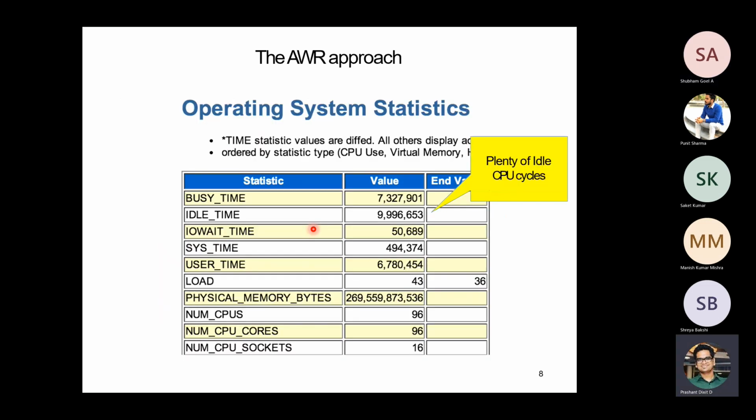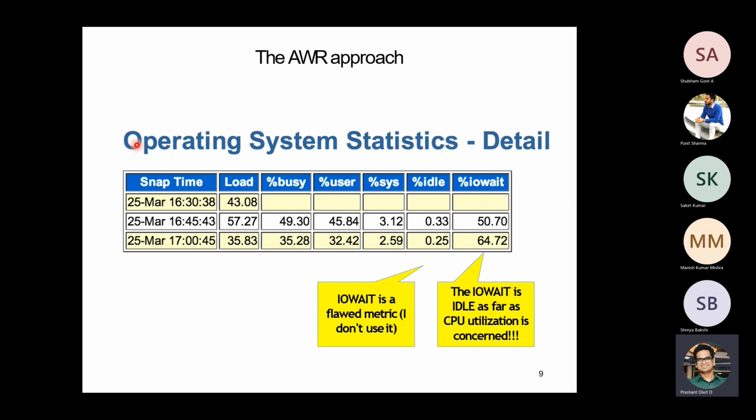Next is the operating system statistics. Again, the thing that we finalized just in the last slide: we have ample idle time available, a lot of CPU cycles or resources available in that context. So yeah, a lot of idle CPU cycles available. So this is not a CPU problem. Let's move ahead. Now, another section is the operating system statistics in detail.